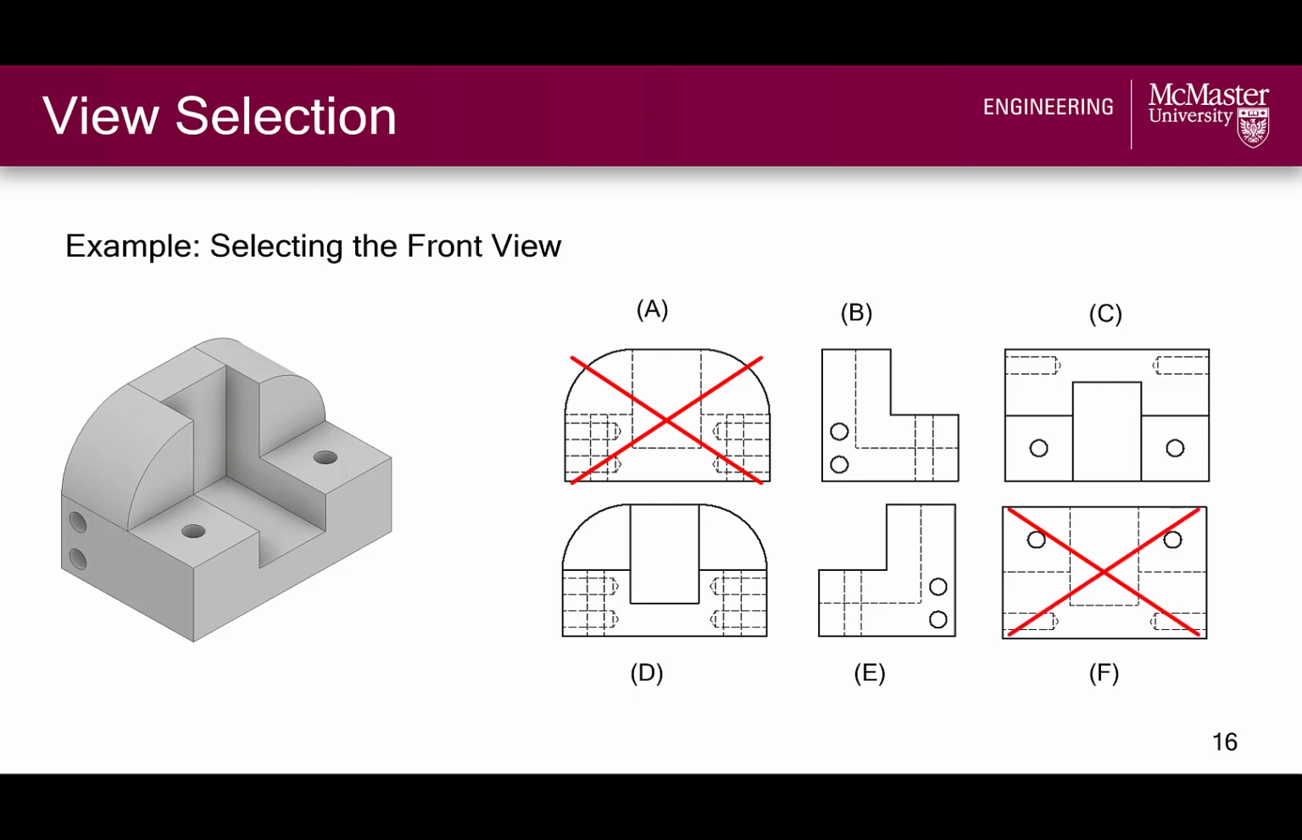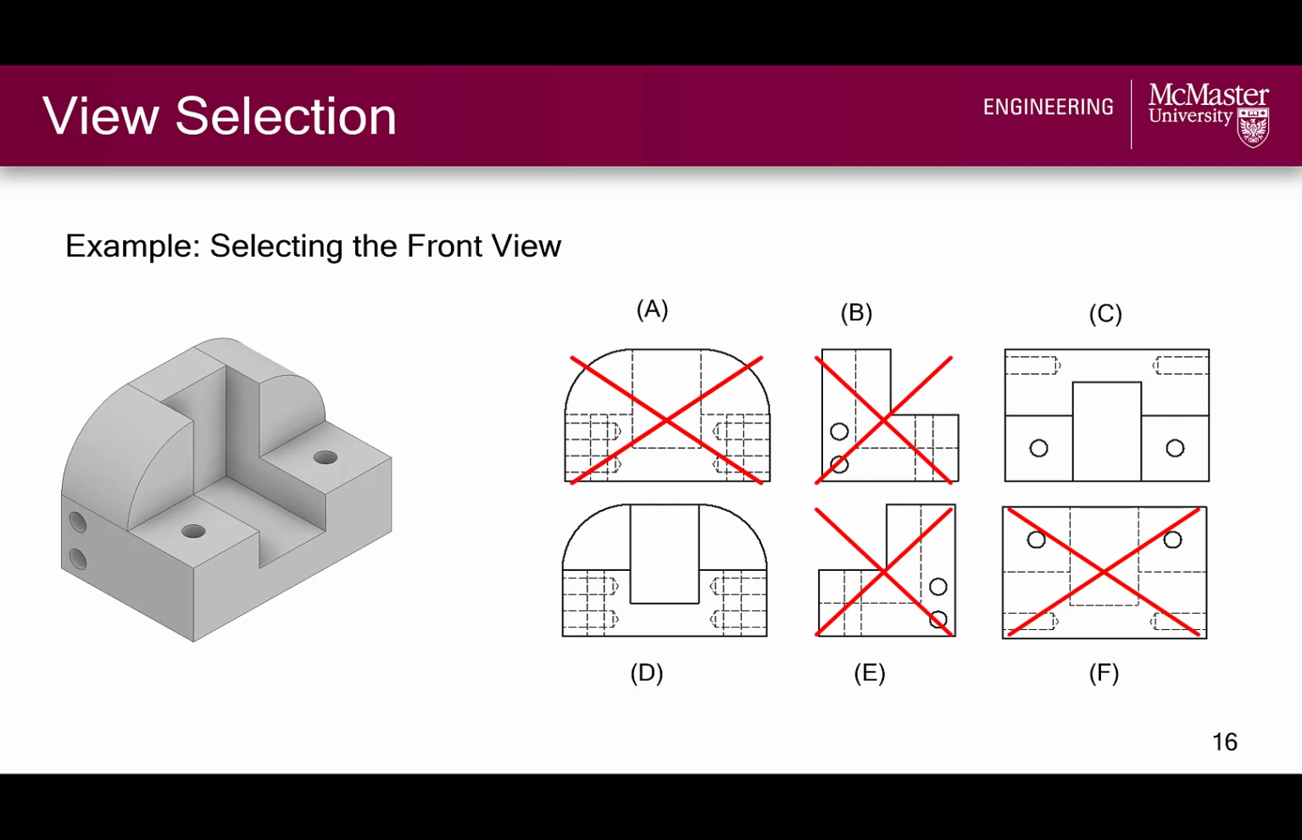Now we're left with B, C, D, and E to choose from, and I'm going to go back to one of our heuristics, which is to select the view that gives the longest principal dimension as the horizontal dimension in our front view. So in options C and D, we have a longer horizontal dimension than in options B and E, so I'm going to eliminate options B and E and just choose between C and D.